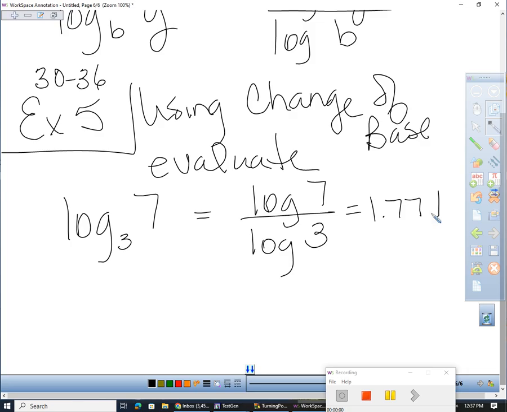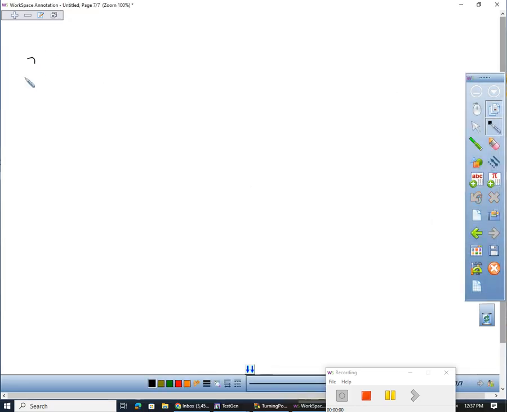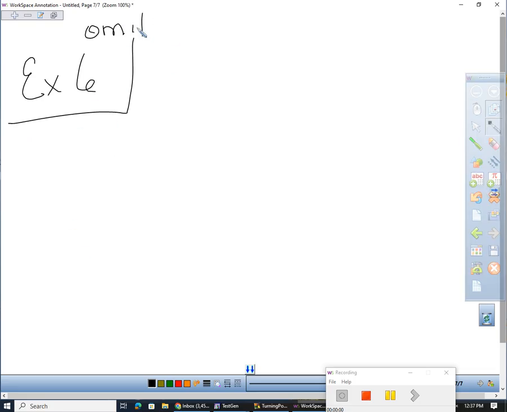Okay? All right. Last 2 examples. We still got one more section to go over. Here is example 6. This is from 40 to 44. Oh, actually before that, my bad. Please omit, which means leave out, 38. Do not do 38. Okay. Example number 6 is 40 through 44.